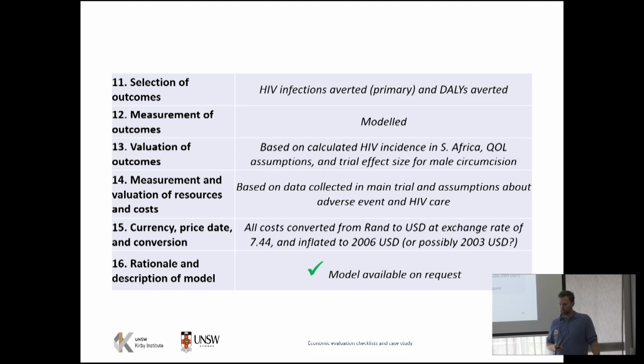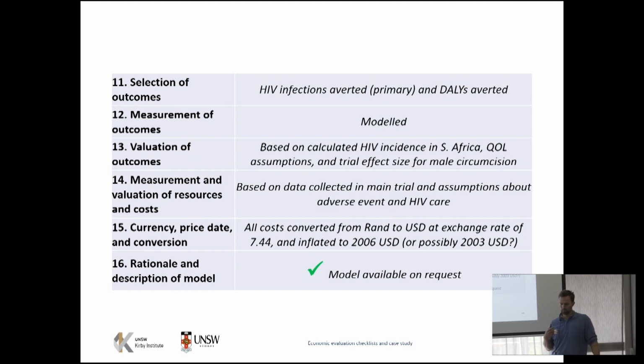Measurement and valuation of resources and costs, so that was based on data collected in the trial and also assumptions that they made on adverse events and the cost of HIV care and also the management of adverse events. The currency, they used Rand, but they converted that to USD using an exchange rate that was relevant at the time, and they inflated it to 2006 US dollars. I've got in brackets there, or possibly 2003 US dollars, because I think they actually mentioned both in the paper, and it's not clear which.